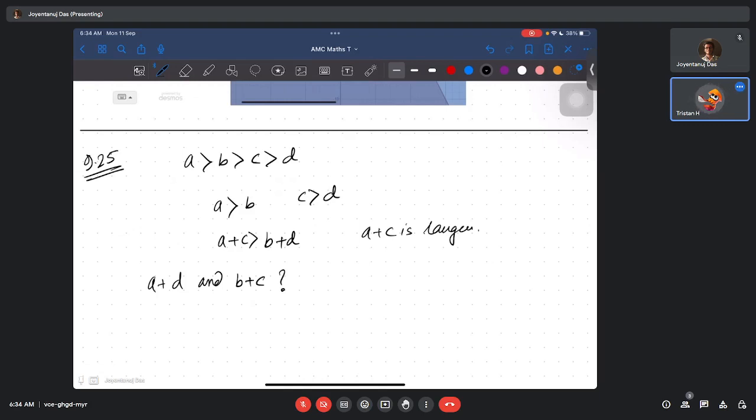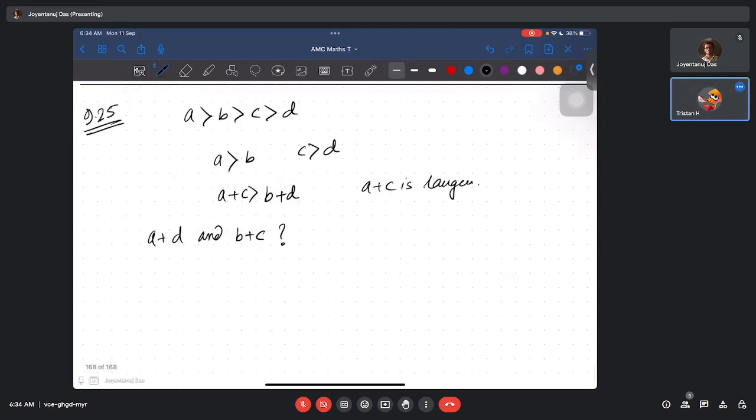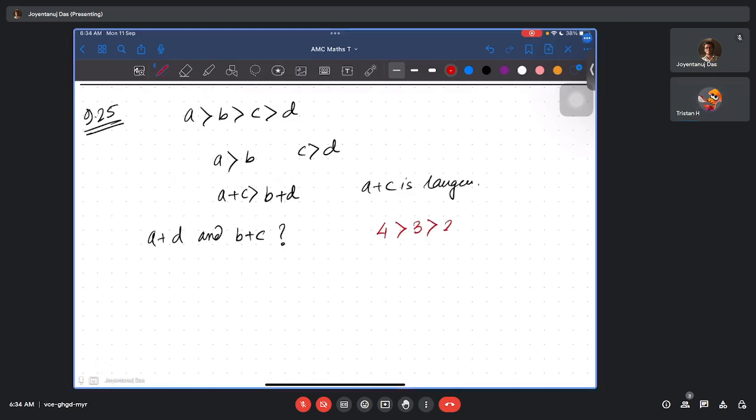No, you cannot. Why? Give an example. So, for example, if A, B, C, and D were 4, 3, 2, and 1, respectively, then it would be 5 equals 5. But if A were 5 instead, then A plus D would be larger. Yes, A plus D will be larger.